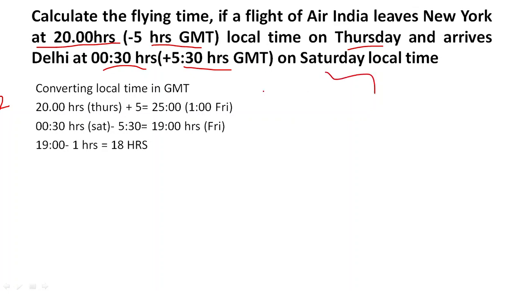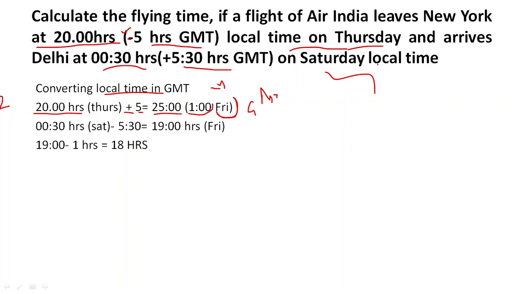So this is simple. First of all, convert local time into GMT. You are leaving at 20 hours Thursday. So -5 is the GMT. As I said, you will have to change this sign. So you are changing this into plus and you are adding 5. After adding 5, you get 25, which is after 24, 1. So 1 a.m. next day. It was Thursday leaving local time, so now it is Friday. So as per GMT, it is leaving 1 a.m. Friday. And as per local time, it was leaving 20 hours Thursday.